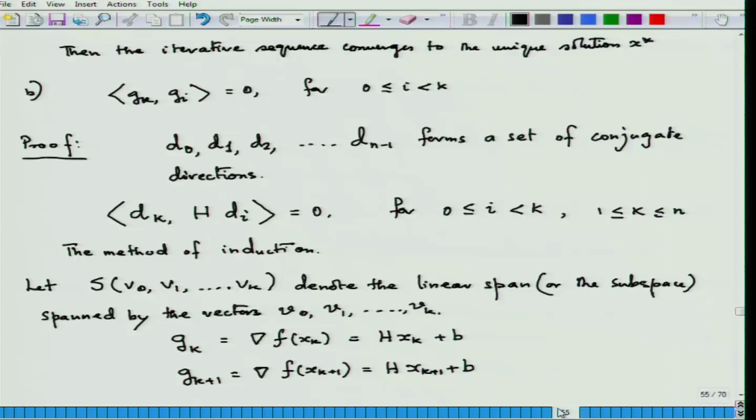At k equal to n I am supposed to get the solution, and I started from x0. As we have already seen in our previous studies, in the case when H is positive definite, in n steps we are coming to the solution. We start with x0 and x_n would be x star.